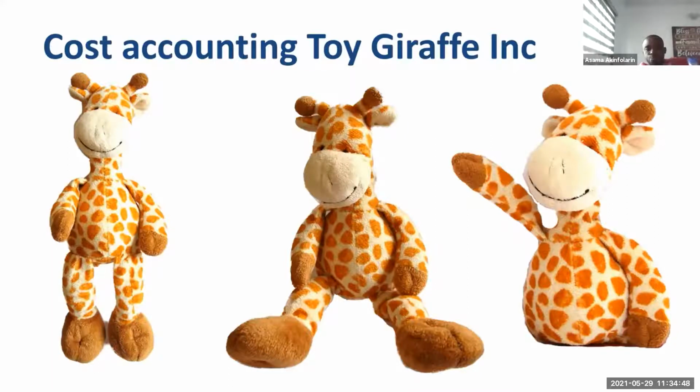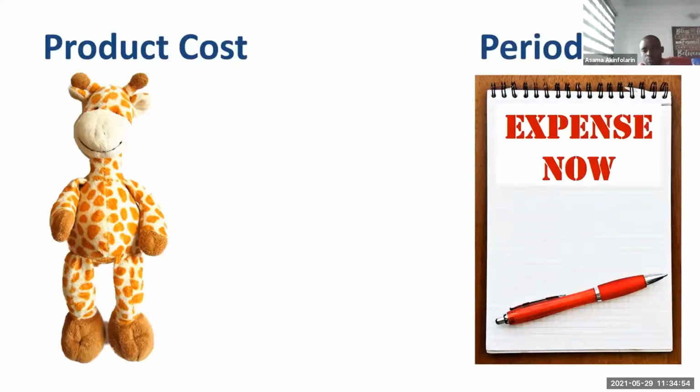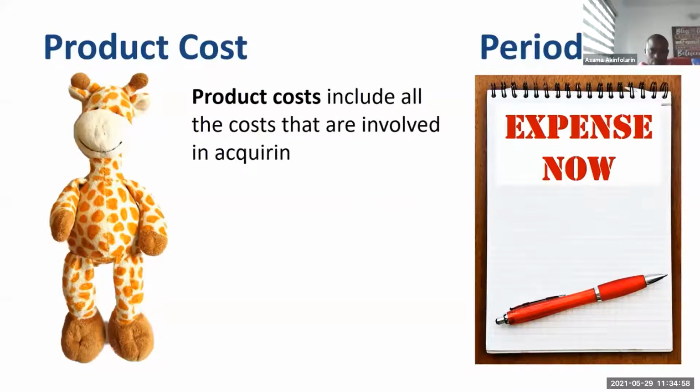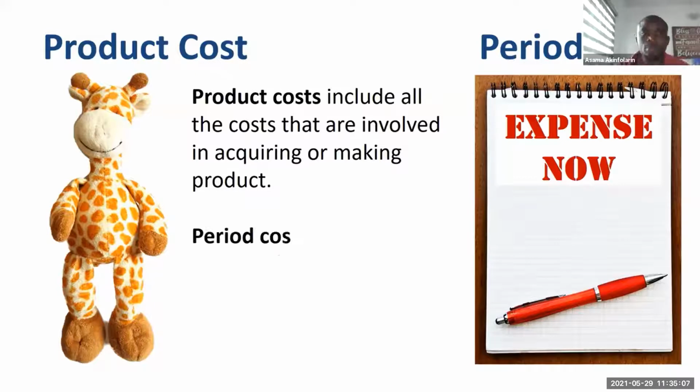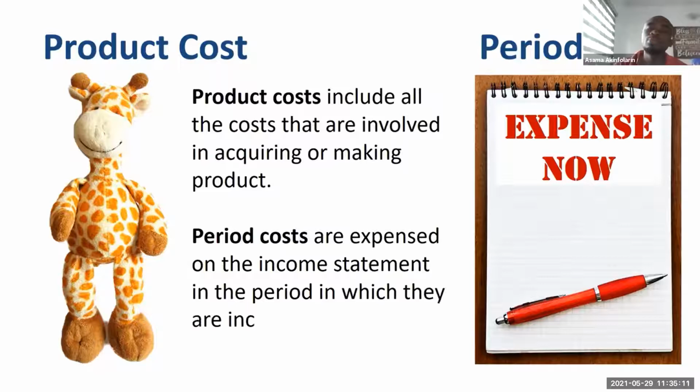We are going to classify various types of cost as either product costs on the left or period cost on the right. Product costs include all the costs that are involved in acquiring or making product. Product costs are viewed as attaching to units of product as the goods are purchased or manufactured. Period costs are expensed on the income statement in the period in which they are incurred.